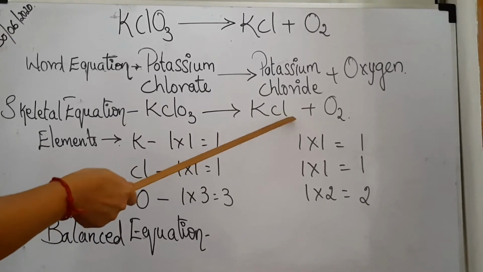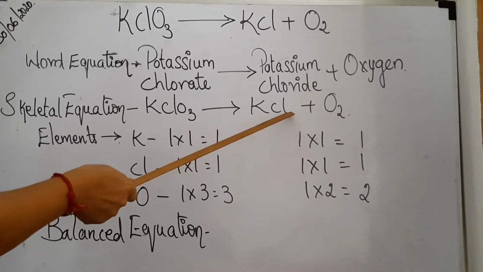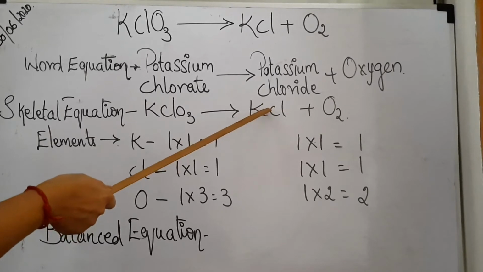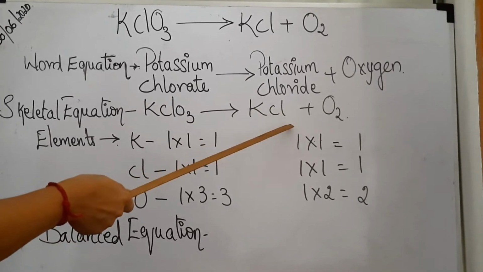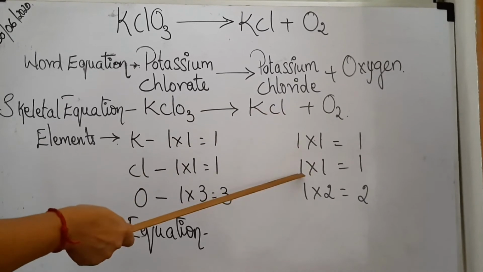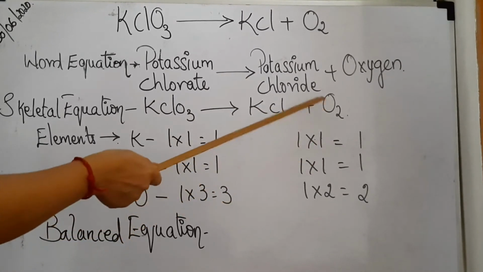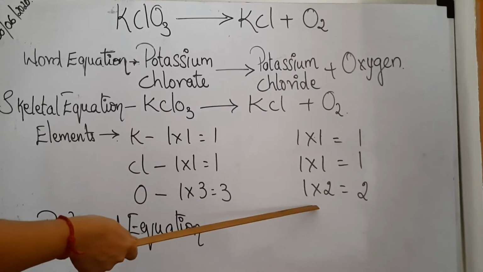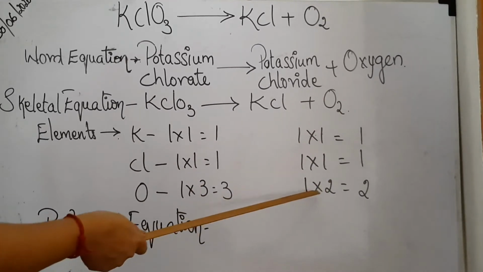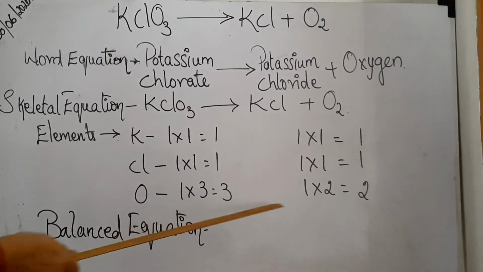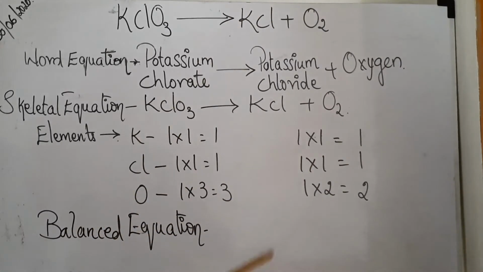There is one small number here. Again I am telling you, when nothing is there, we assume there is a 1 here, and a 1 here. So now chlorine, how will you say? 1 into 1 is equal to 1. Finally, oxygen, 1 into 2 is equal to 2. Looks easy, right? Only oxygen needs to be balanced. So, where should we start? We will start with oxygen itself.